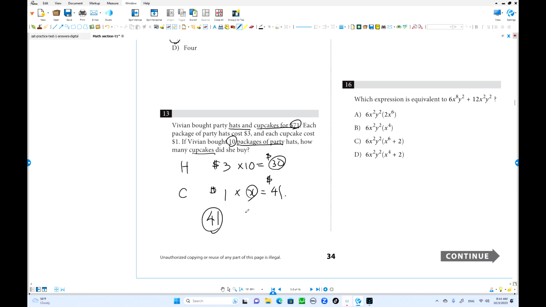That's the answer. Or you can set up the equation. This equals 71. Solve this algebraic equation.